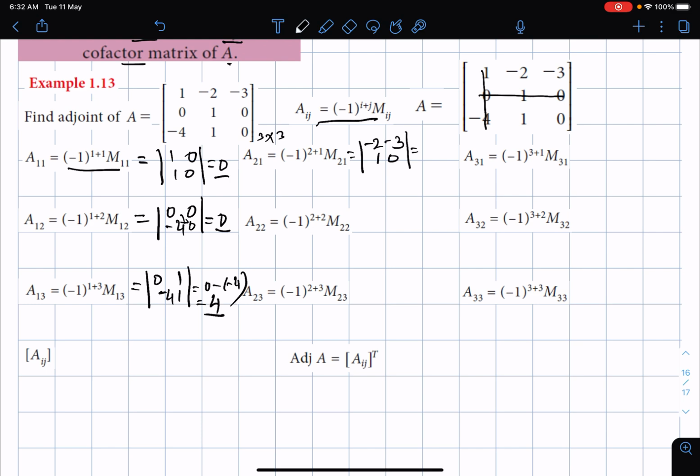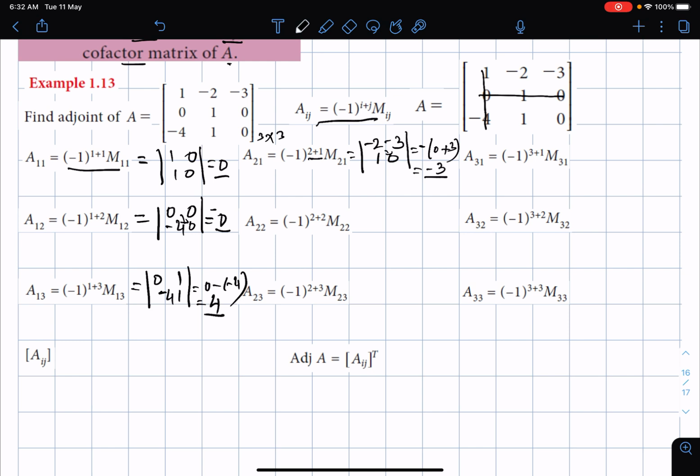So your answer is going to be 0. And here you have to see the sign also. Here it is minus, since it is 0 I have ignored the minus sign. Here again, it is an odd number, 2 plus 1, so you are going to get a minus. So put a minus outside, then this is 0 minus of -3, which is going to be +3. When you take that minus inside, it's going to be -3. So for A21, your answer is -3.